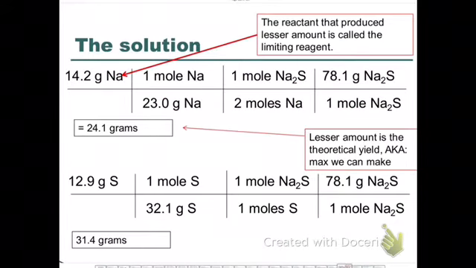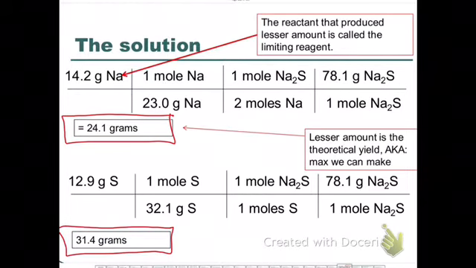All right, so you see how you have two different values. The problem on the top gave you 24.1 grams, and the problem on the bottom gave you 31.4 grams. So the lesser amount, the one on the top here, is going to be the maximum amount that you can make. The reason why is because the 14.2 grams of sodium limited the maximum amount that you can make. Therefore, we're going to call sodium your limiting reagent or limiting reactant, and the maximum amount that you can make would be the 24.1 grams.